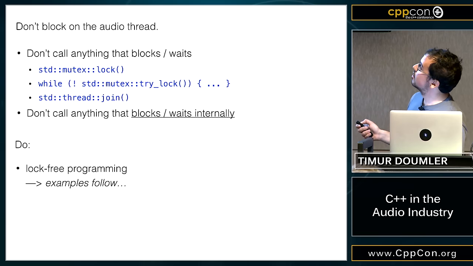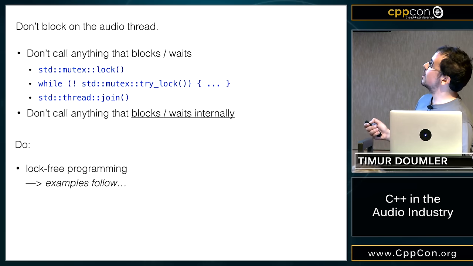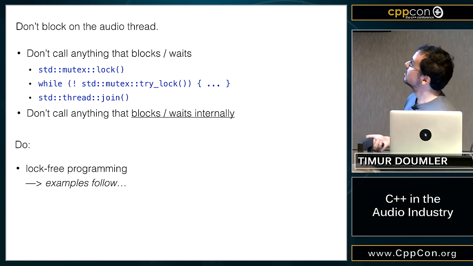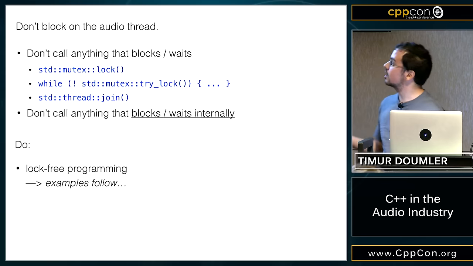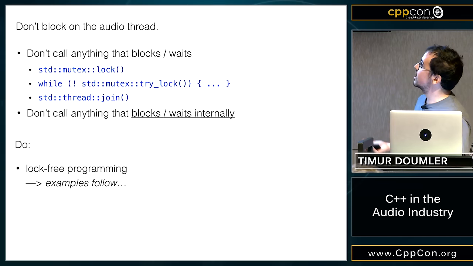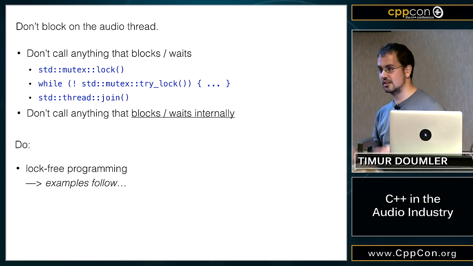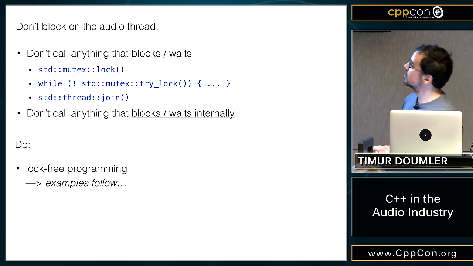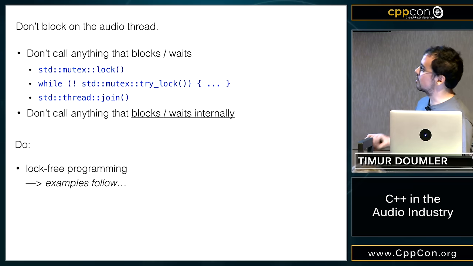So you cannot lock a mutex, or maybe try to lock a mutex and spin on that. That's even worse, because it's actually busy waiting. You should not join a thread, because you have no idea when the thread will actually be done. And you can't really call anything that blocks or waits in any way, and especially you can't call anything that blocks or waits for anything internally, which is much harder, because you don't know what's happening inside. There are surprisingly many things that block or wait internally. And what you really want to do is lock-free programming.